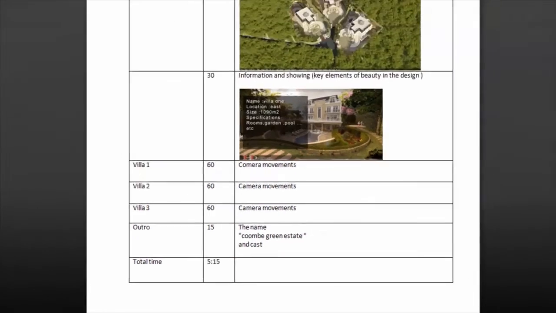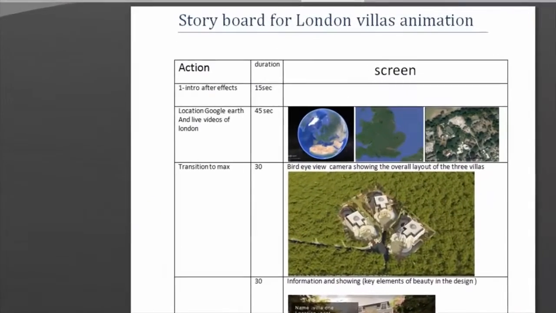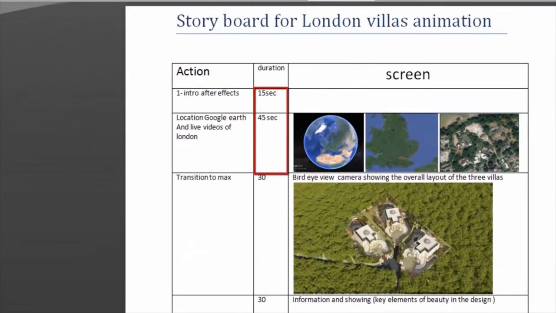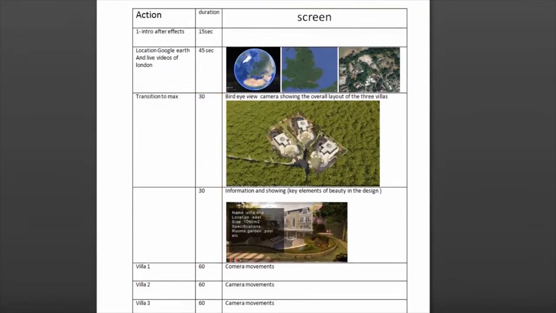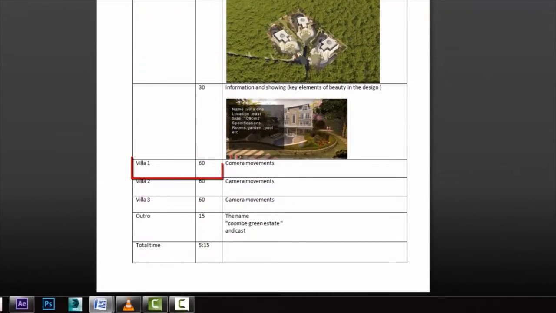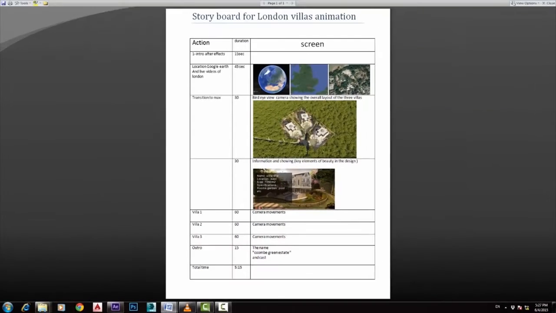Now let's calculate. We have here 15 plus 45, that's 1 minute. And we have another minute here, that's 2 minutes out of 5. So we have 3 minutes left. We might divide them, 1 for each villa, and never mind about the outro. We might give them these 15 seconds for free. Now you have the storyboard planned out.